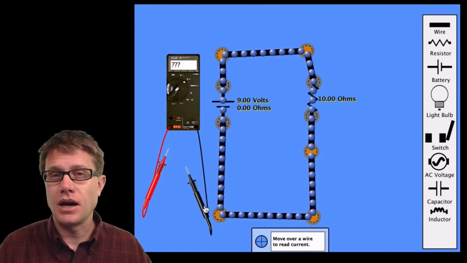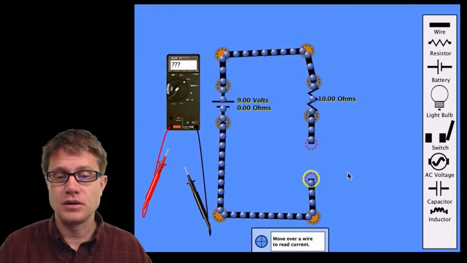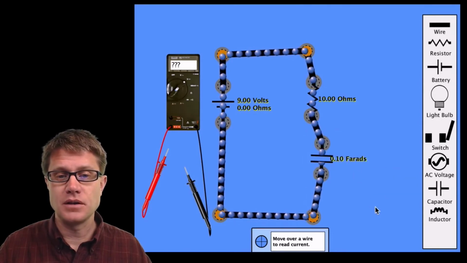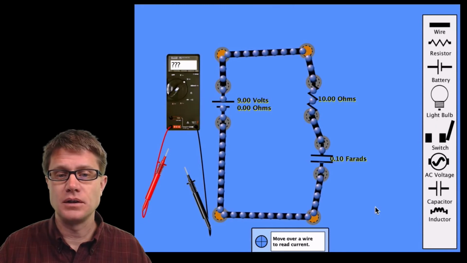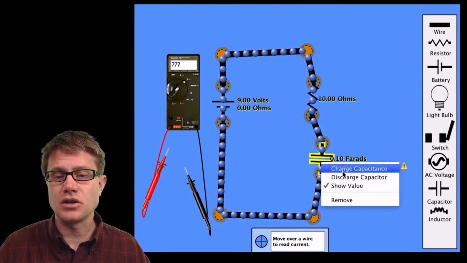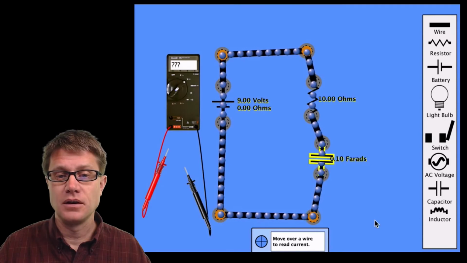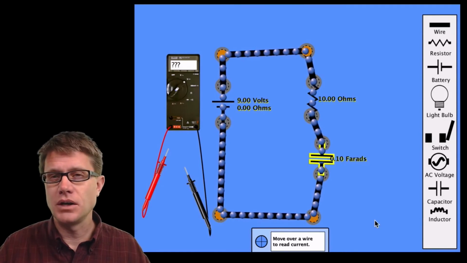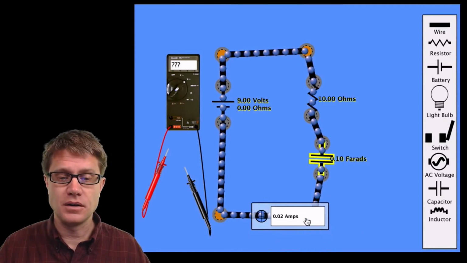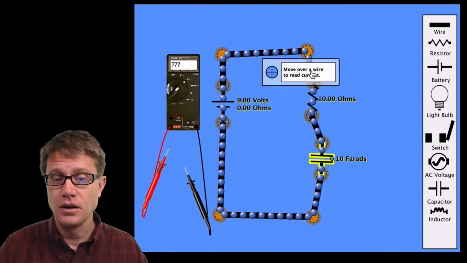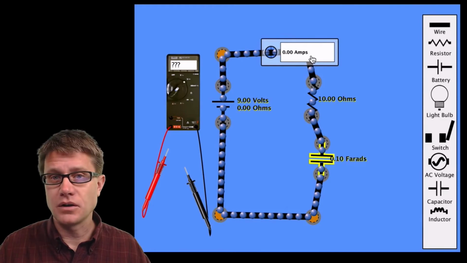But now what I'm going to do is add a capacitor. So we're going to split the junction right here, and we're going to put a capacitor right here. And watch what happens to the charge. The charge eventually stops. And so let me discharge that capacitor, and so it stops. And so we could even look at what's happening to the current. You can see the current is dropping to 0. So there is no flow. Throughout the whole circuit, there's no flow.